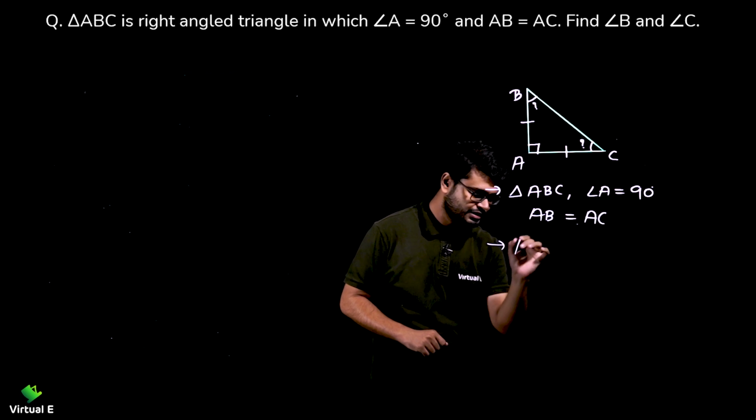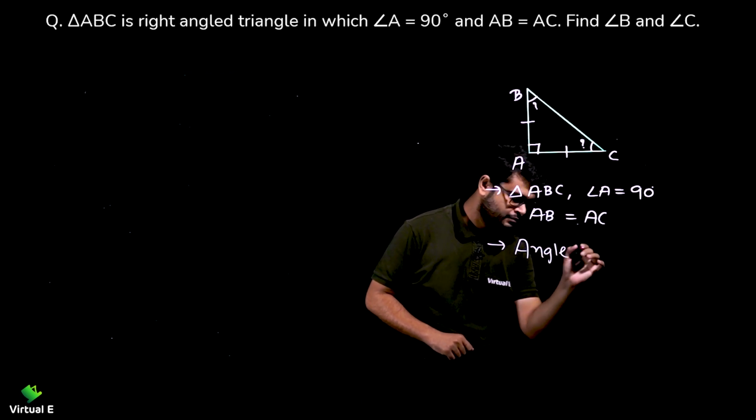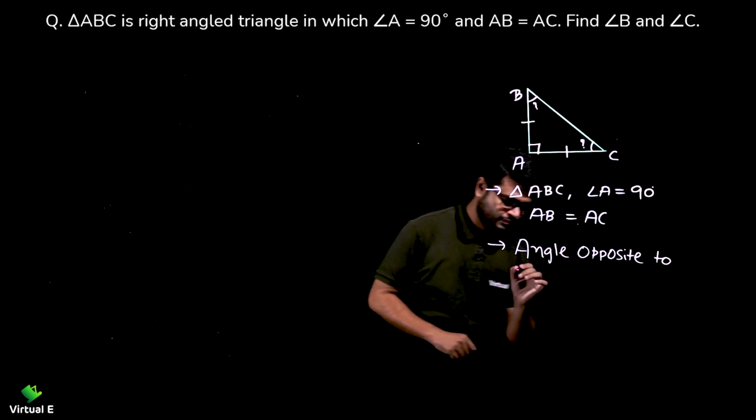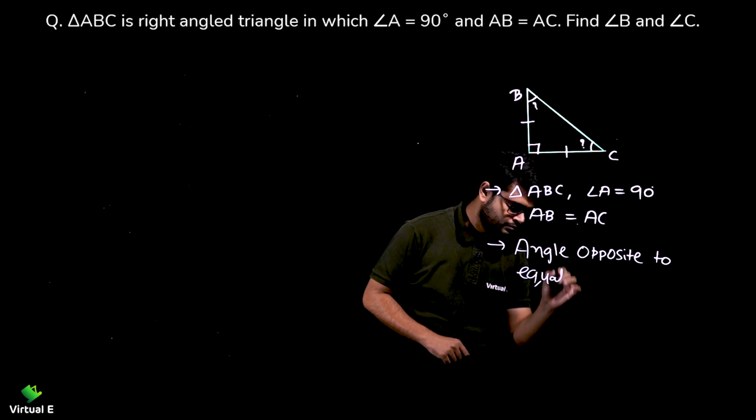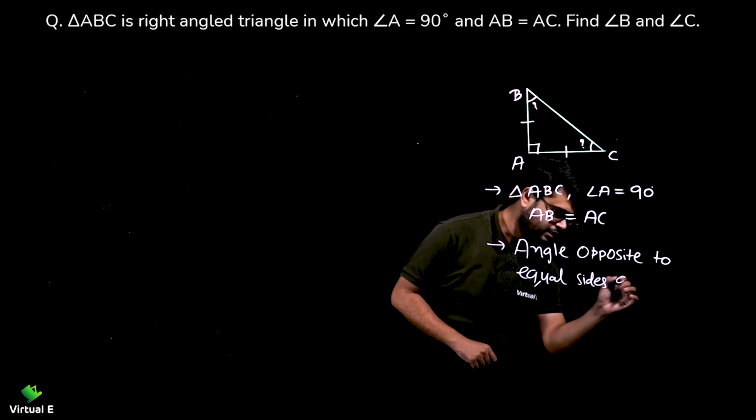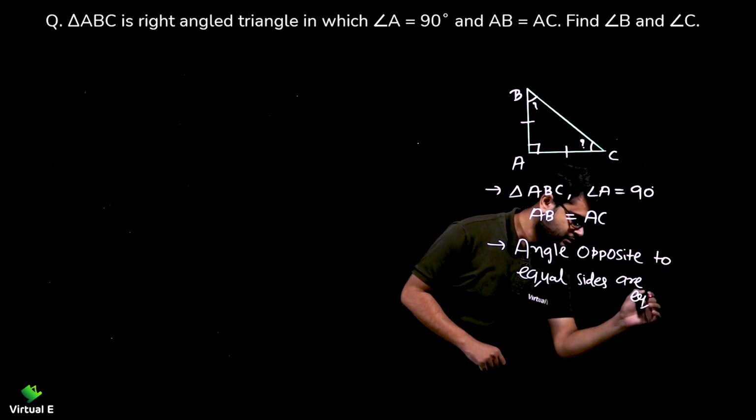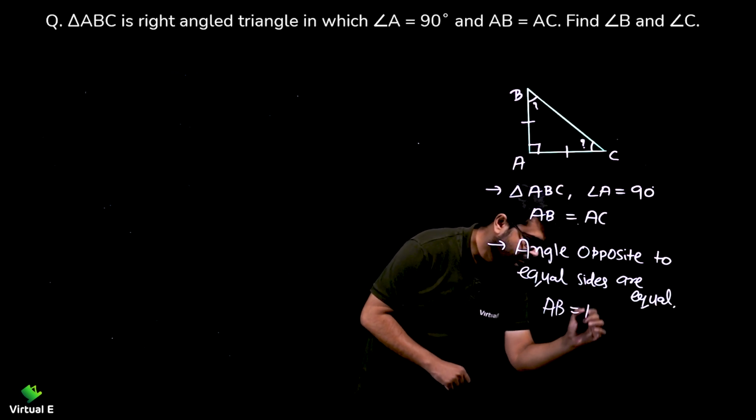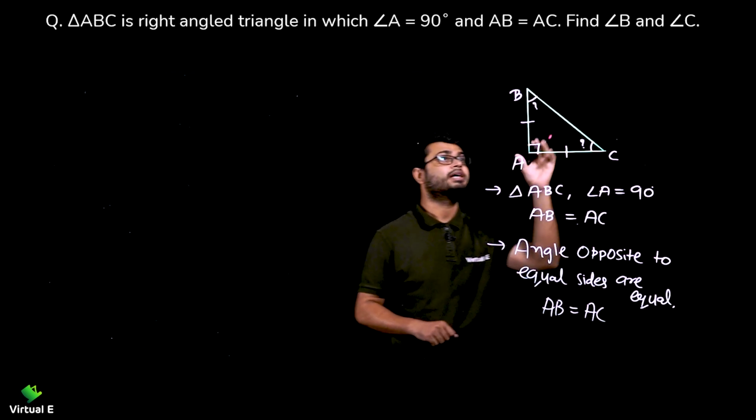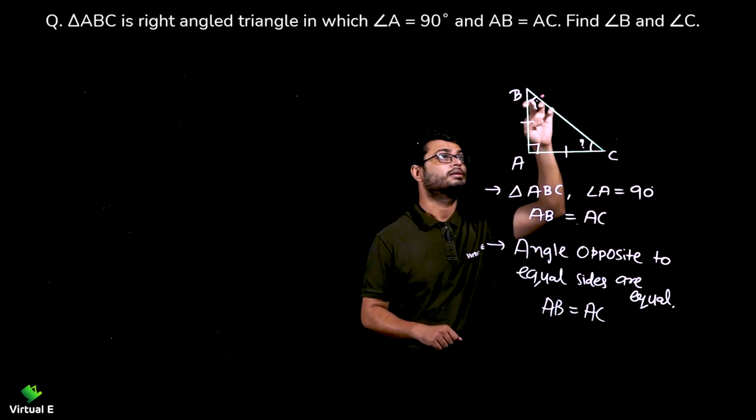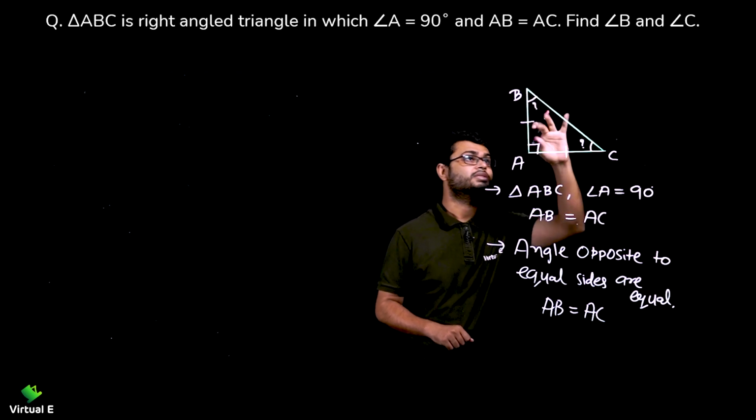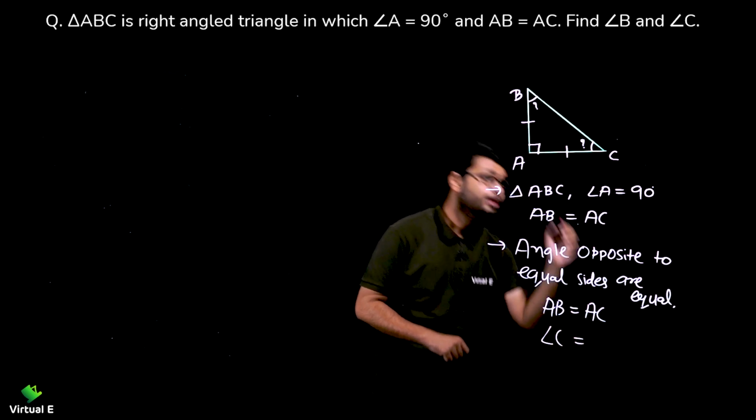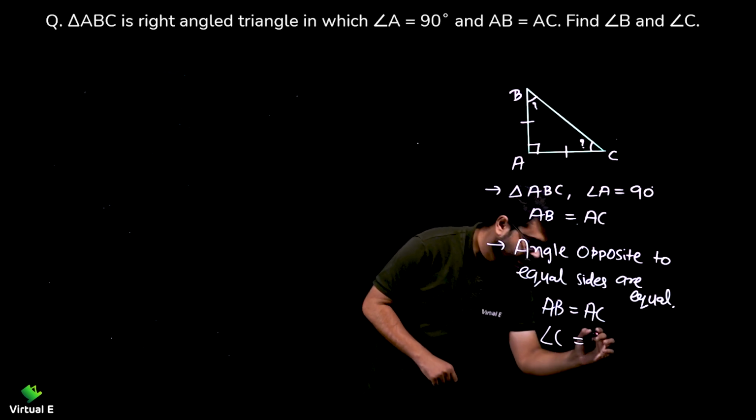So let's write angle opposite to equal sides are equal, right? So we have here AB is equal to AC. So what is the opposite angle of AB? Angle opposite to AB, that is, right, AB, this is this side. So see, this will be the angle C, angle C here, and AC, that will be angle B.